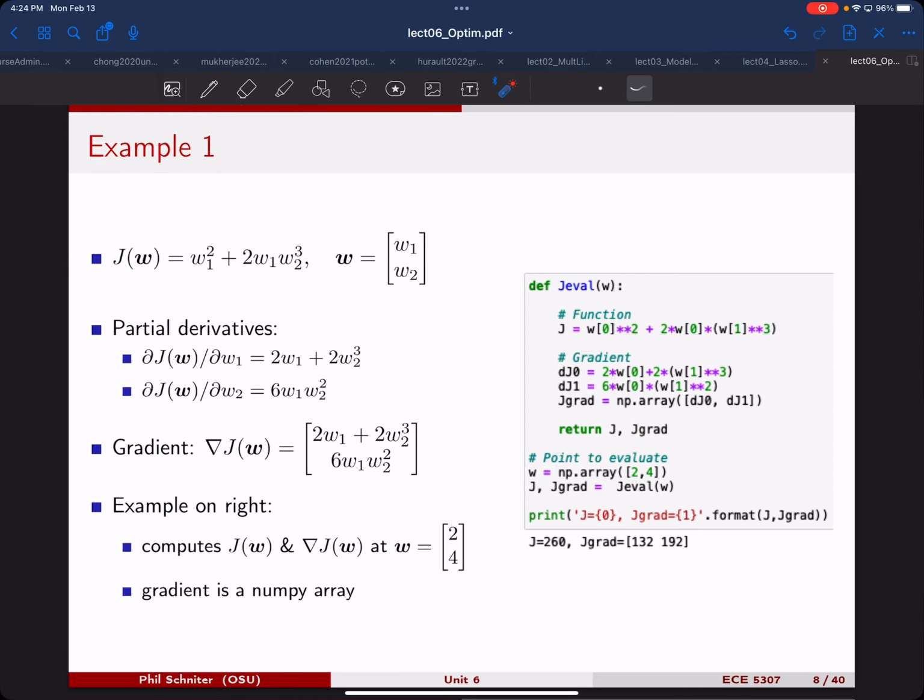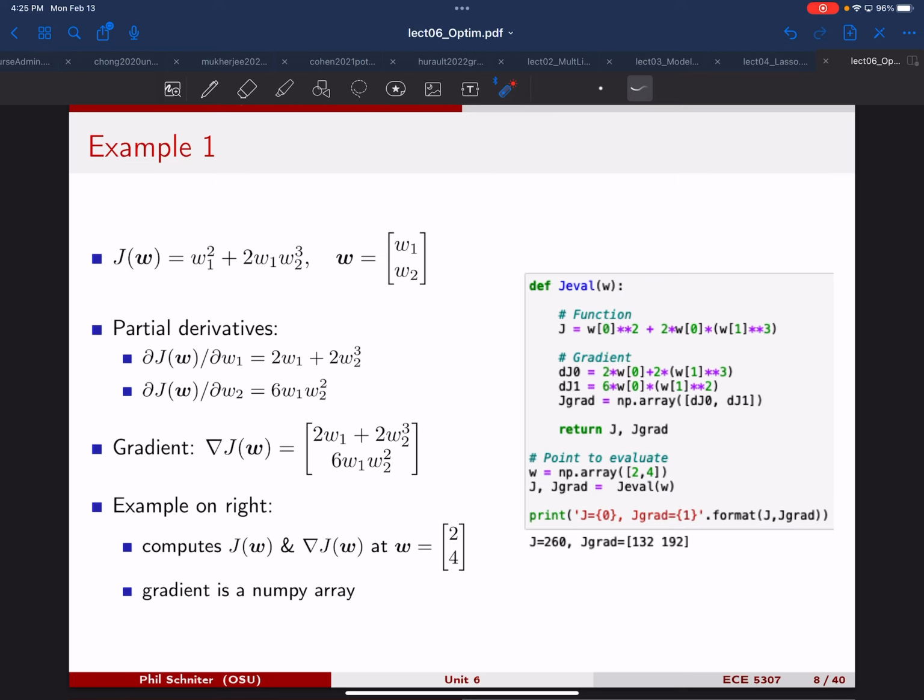So this is a little function here, each of those lines is computed, and then the gradient is packing those 2 things into this vector, NumPy array. And then here's a couple lines of code that evaluate it. Here we're coming up with a particular set of coefficients, 2 and 4. We're plugging those coefficients into our gradient function, and out comes both the cost and the gradient. We can print it, cost is 260, gradient is that vector there.